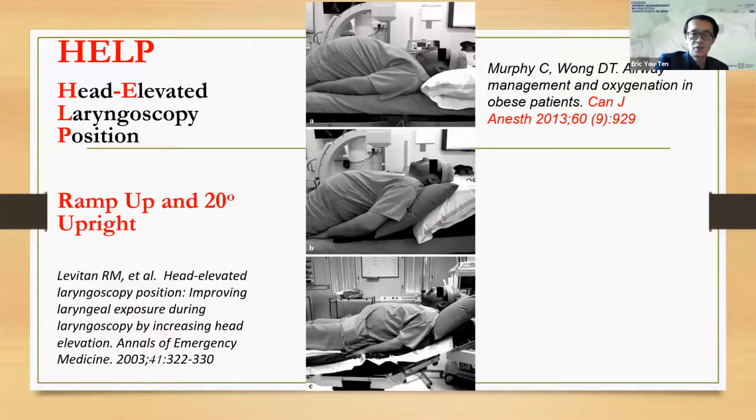Second, if you don't have a true pillow, you can use a HELP position, which is the head elevated laryngoscopy position, in which you can do a ramp up with multiple pillows. And then you can have the back of your bed, if it's flexible, go up to about 20% upright. Again, that would increase your anatomy view, your airway anatomy would improve, and increase your success for first pass.